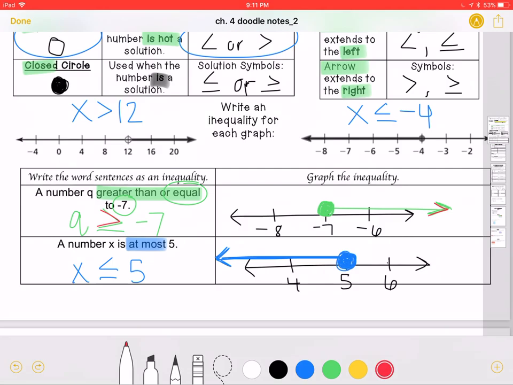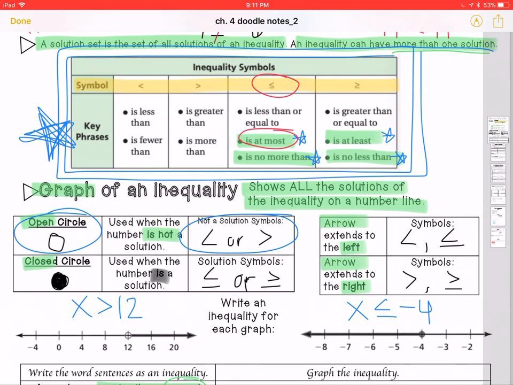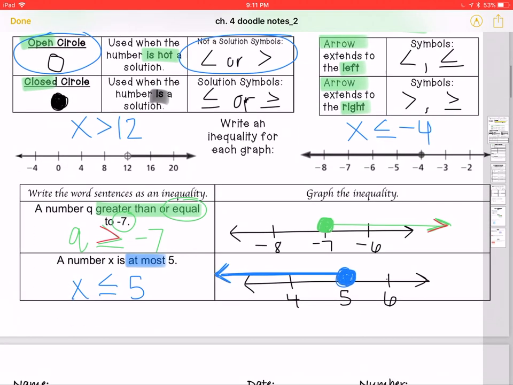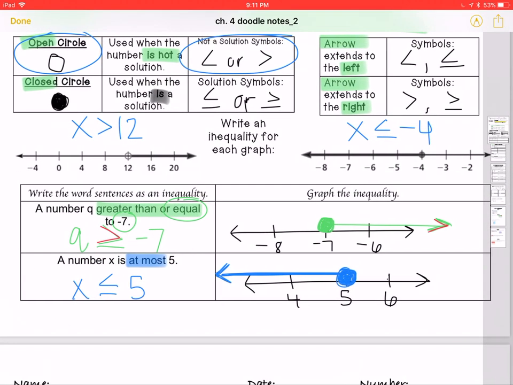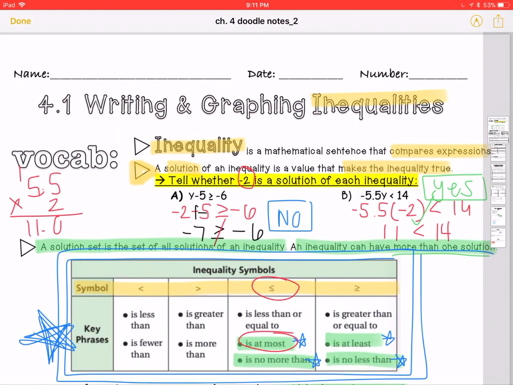And that's it. That's writing inequalities. That's graphing them. That's kind of just a refresher on our important symbols and key phrases. This table in the middle page of your notes page is extremely important. Okay, we're going to do some practice writing and graphing inequalities. And that is the start of chapter 4, which is all about inequalities.